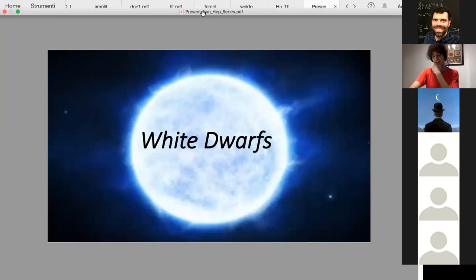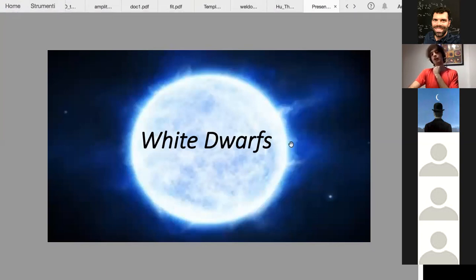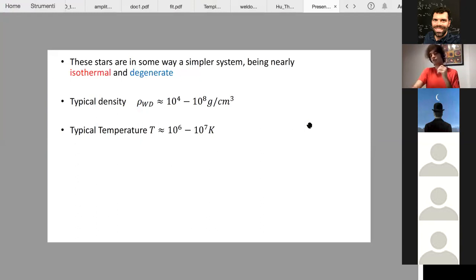And after the sun, I instead want to focus on white dwarfs. So white dwarfs are very interesting stars, and in some respects, they're even easier in the sense that they are mostly isothermal. And I think that physically you can understand it because the heating is just transmitted via the electrons, and the mean free path is very large. So it's really like being in a metal.